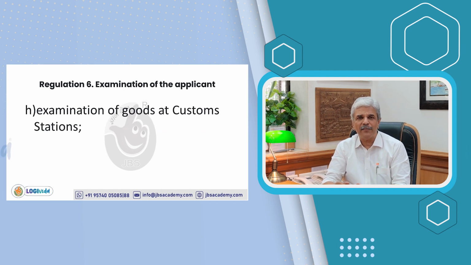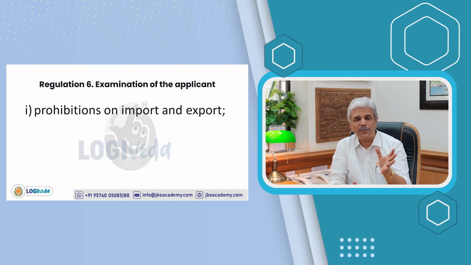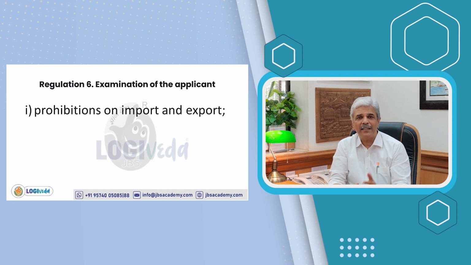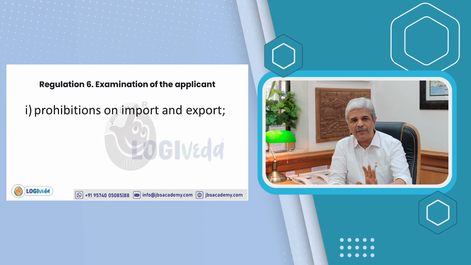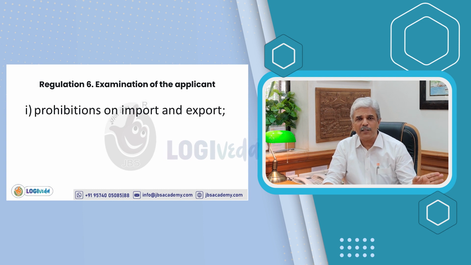The next point of the syllabus is examination of goods at the customs station. So you should understand RMS examination, what the types of examinations done are, etc. The next point in your syllabus is prohibitions on import and export. So this would be specifically Section 11 of the Customs Act, and prohibitions and restrictions under the Foreign Trade Policy and under the various PGAs as available.